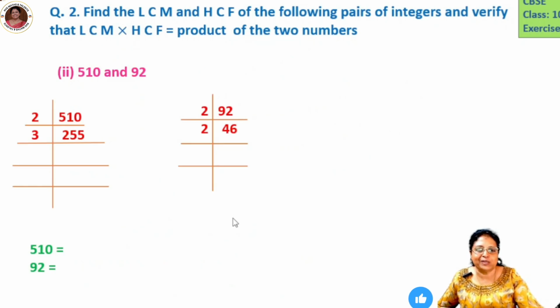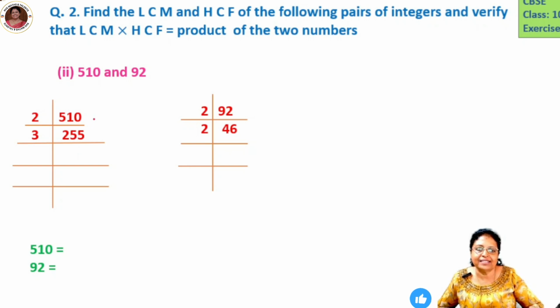Then come to the next question. Find the LCM and HCF of the following pairs of integers and verify that LCM times HCF equals the product of the two numbers. The same way you can do. Okay, let us try together.